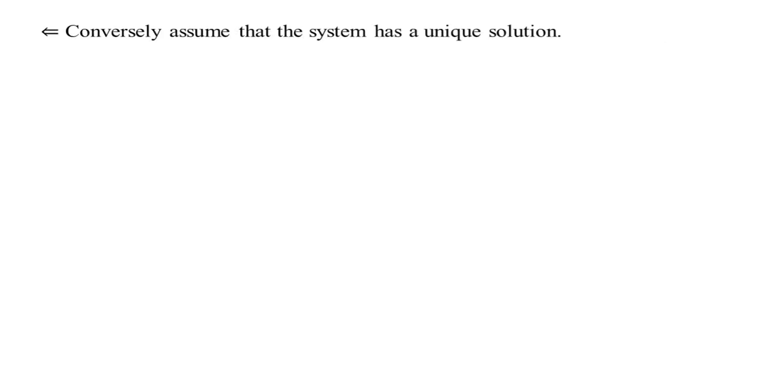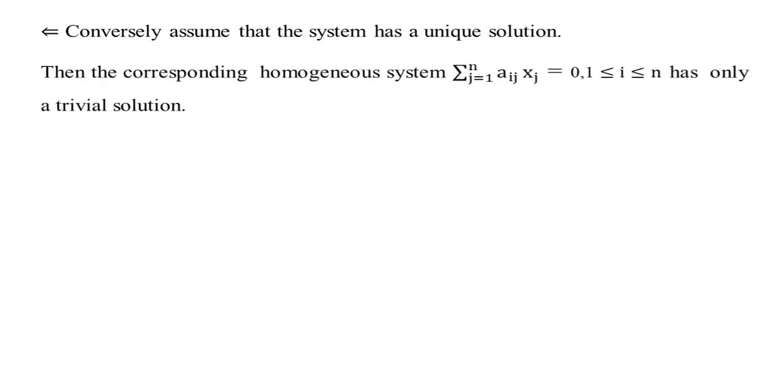To prove the converse, conversely assume that the system has a unique solution. Then the corresponding homogeneous system, sigma j equal to 1 to n aij xj equal to 0, 1 less than or equal to i less than or equal to n, has only a trivial solution. This implies that rank of A is equal to n and therefore A is non-singular.